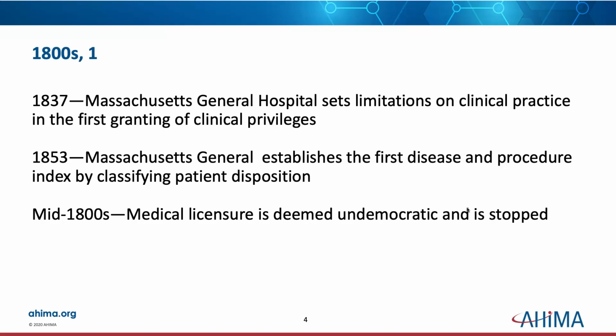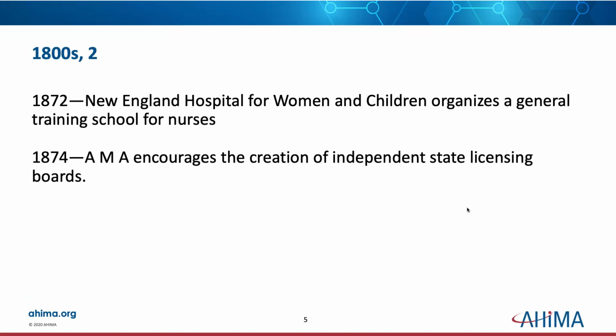And then in 1853, they established the first disease and procedure index. They started classifying patient disposition. In the mid-1800s, medical licensure was deemed undemocratic and stopped. And then you get to the 1900s. Oh, I'm sorry. Let me go back. 1872, you have the New England Hospital for Women and Children organizing a general training school for nurses. So you start to see some consistency there.